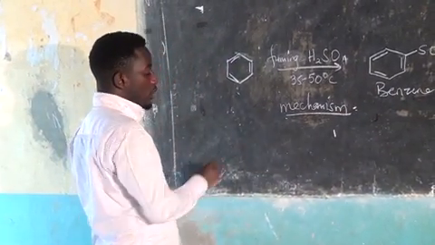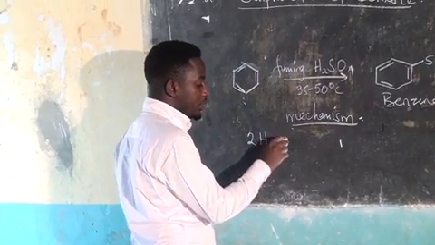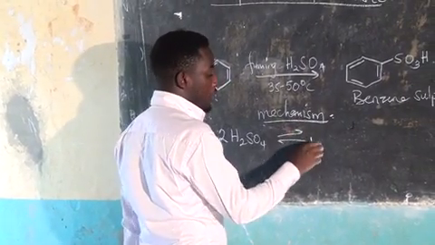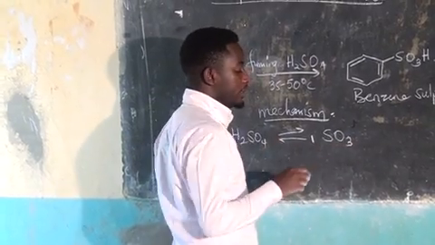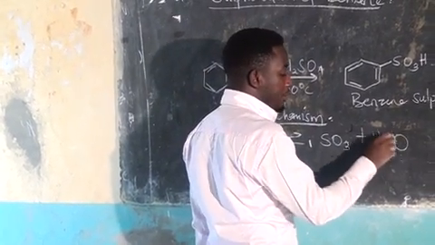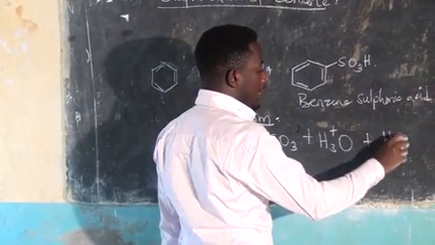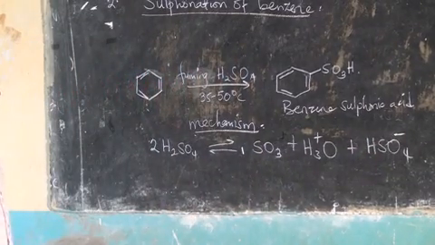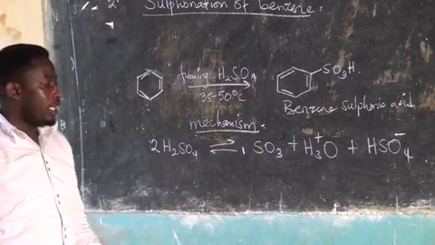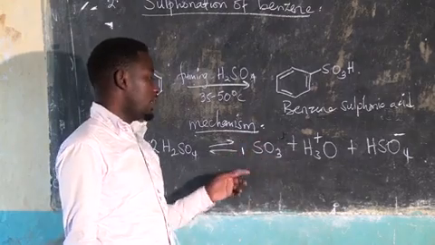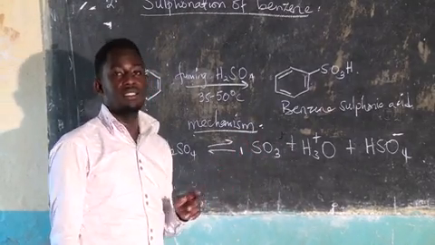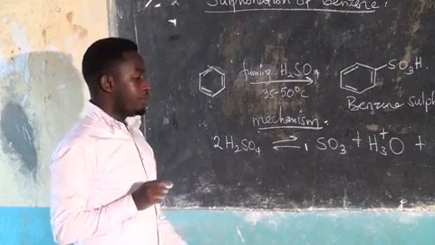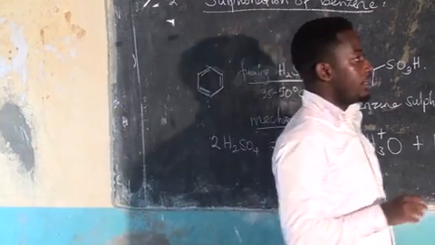So in the mechanism, we are going to have two sulfuric acid molecules. They are going to form sulfur trioxide. They are going to form a hydroxonium ion, and then they are also going to form the hydrogen sulfate. Now what will happen is that the sulfur trioxide is the electrophile that will be attacked by the electrons in the benzene ring and spark off the reaction between sulfuric acid and benzene.